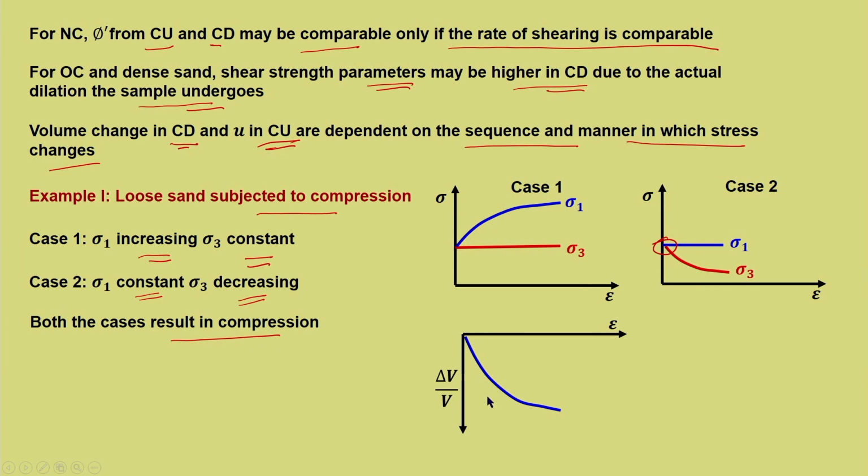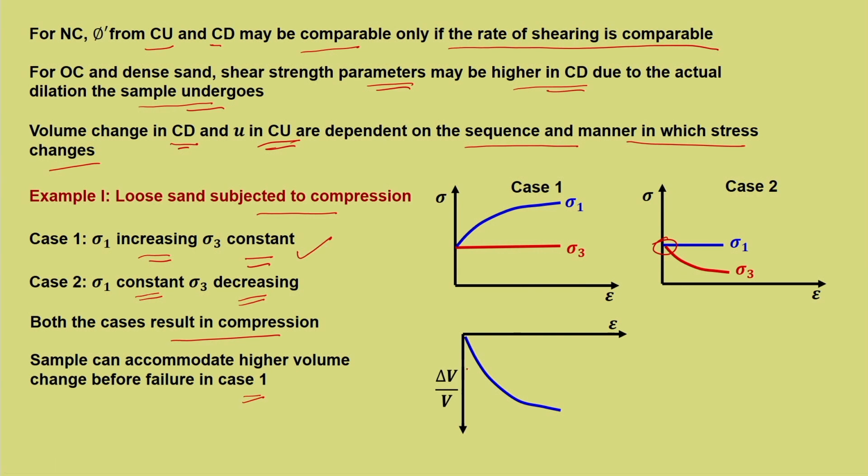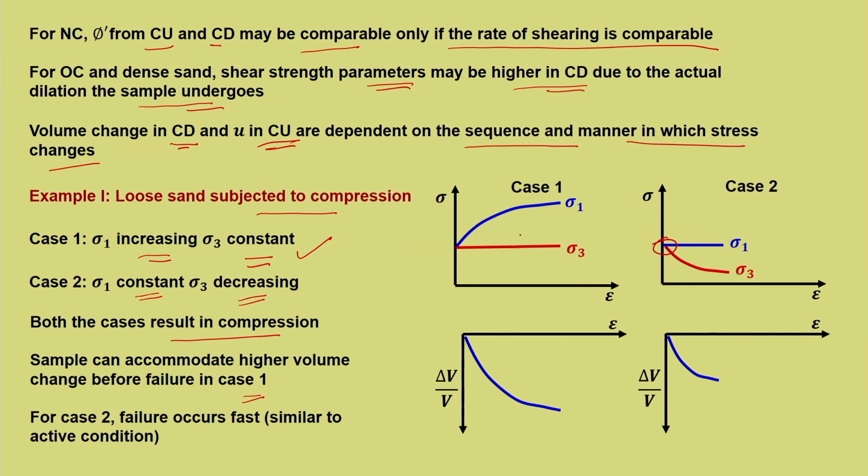Now, what is the kind of volume change response that we obtain? It is shown here. The sample can accommodate higher volume change before failure in the case of case 1. For this particular case, the failure happens a bit later. The strain at which the failure happens will be delayed as compared to case 2, where release of sigma 3 results in quick failure. So, a higher volume change can be accommodated for case 1 as compared to case 2.